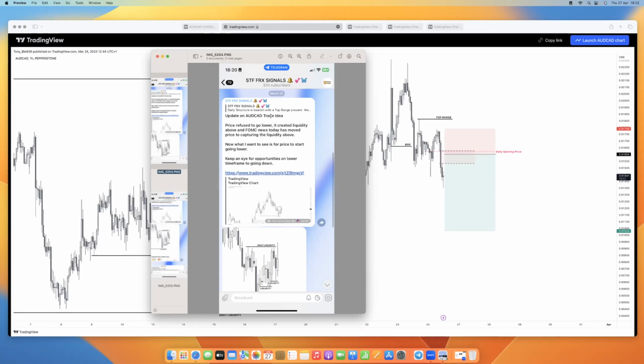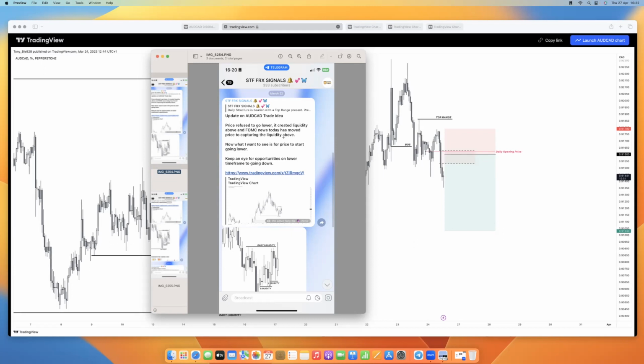But we can never be 100% correct because I don't control the market. I do not know those that control the market. So the best thing I can do is just analyze the market and try to be in one spirit with the candle and see what it is telling me, what the candle is saying, all of those things. Right. So I gave an update on the AUD card trade idea. Price refused to go lower. It created liquidity above. And FOMC news today has moved price to capture the liquidity above. Right. So the institutions want to sell, but they first went for the liquidity to the upside.